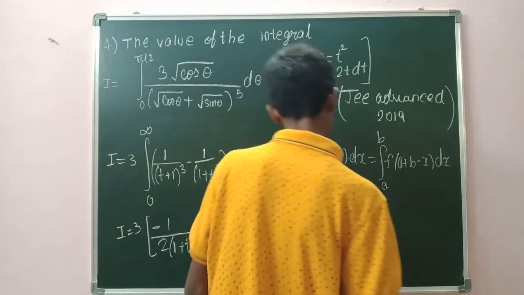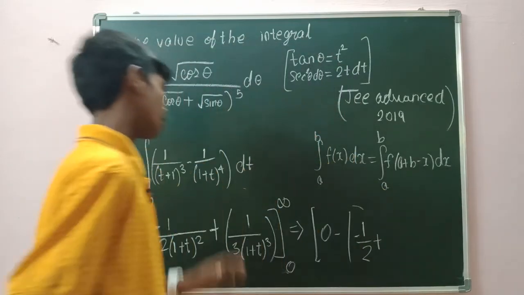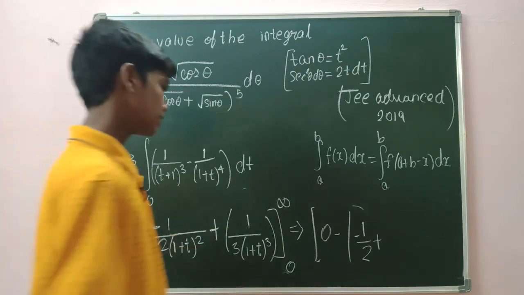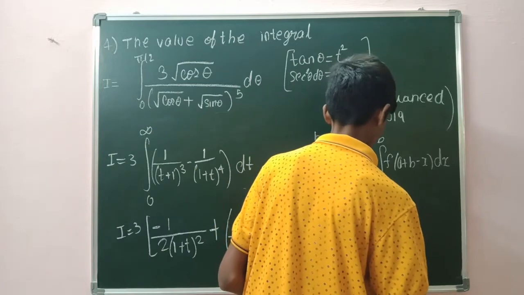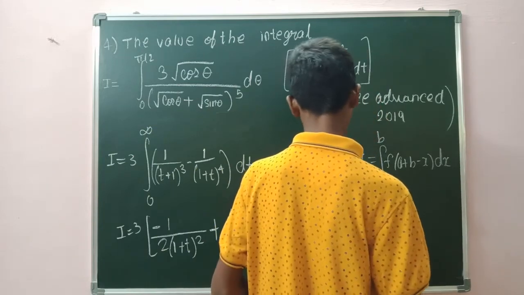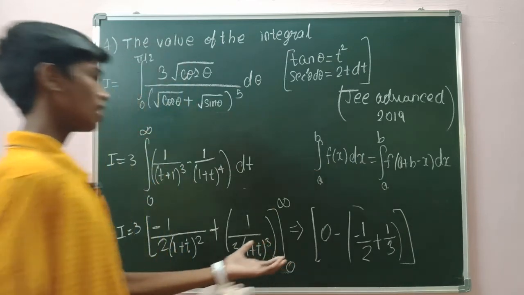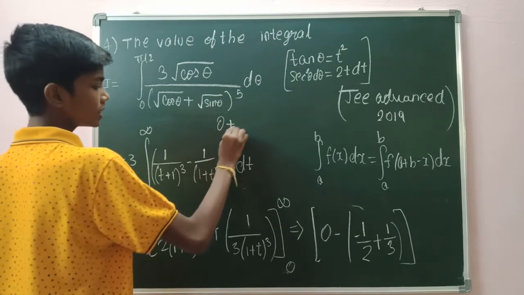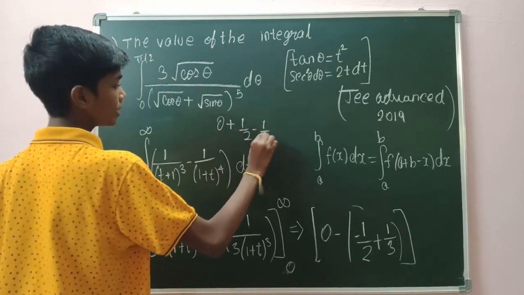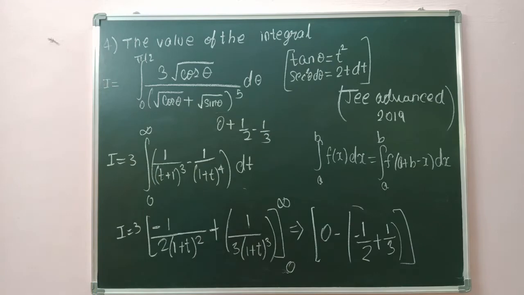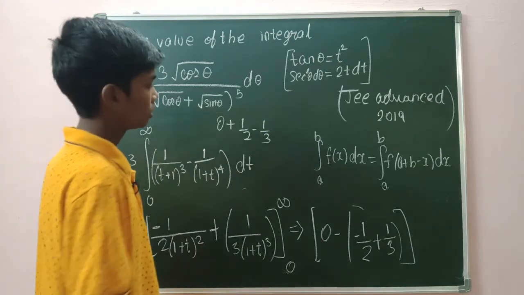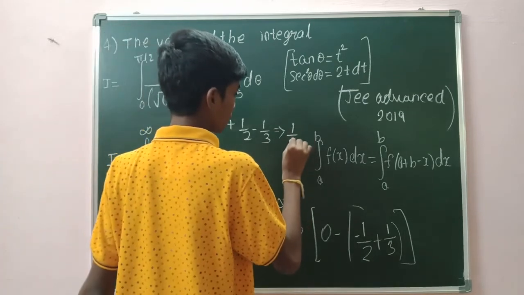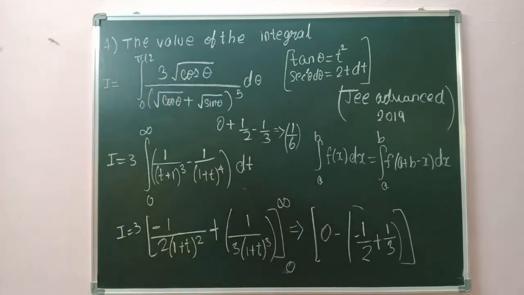Then plus of 1 by 3 into (1 plus t) cube. Put t as 0, you will get 1 by 3. Correct? This is what you will be left with. So hence the answer will be 0 plus 1 by 2 minus 1 by 3. 0 plus 1 by 2 minus 1 by 3 will be what? It will be 3 by 6 minus 2 by 6, that will be 1 by 6, and that's the answer for the question.